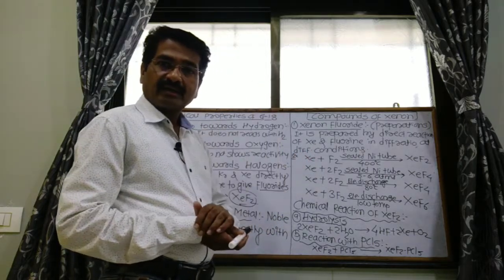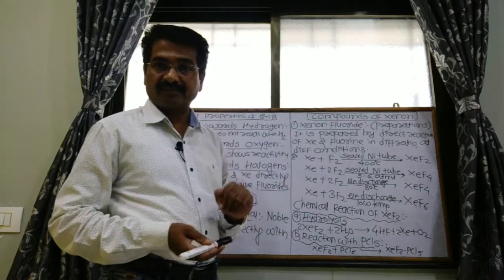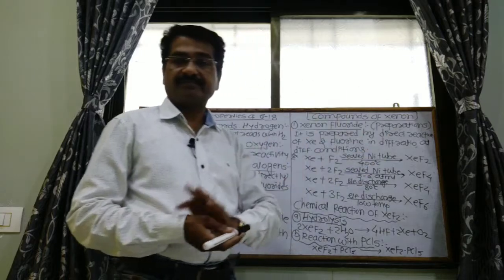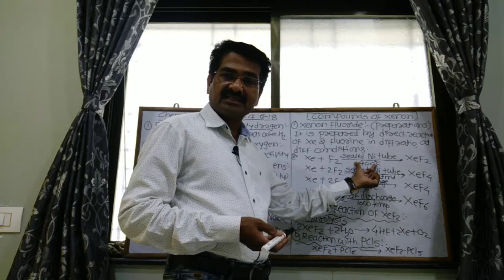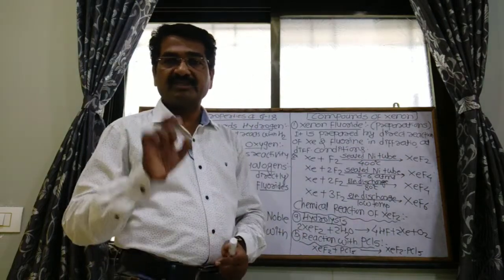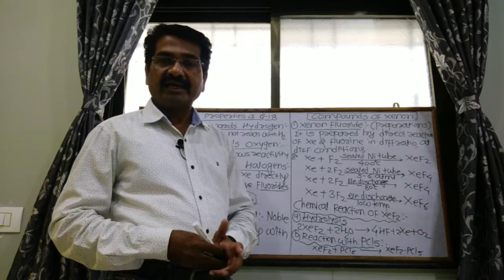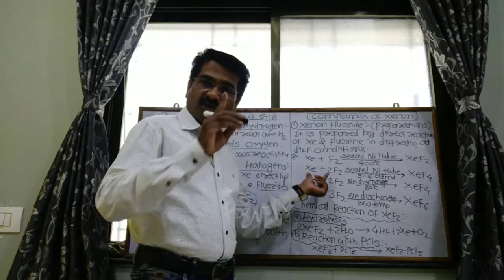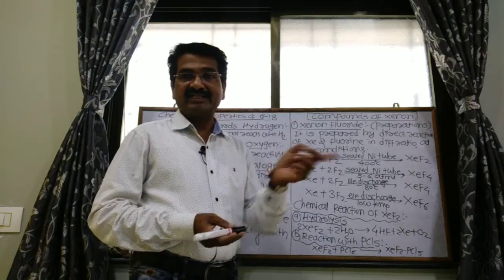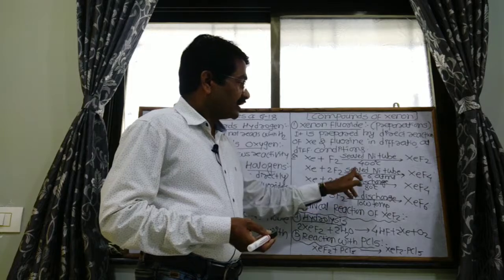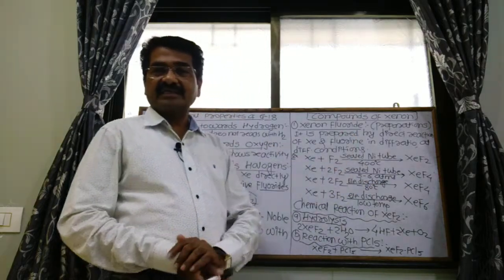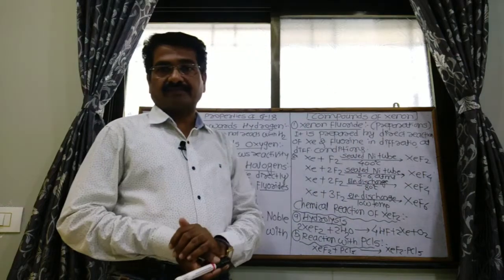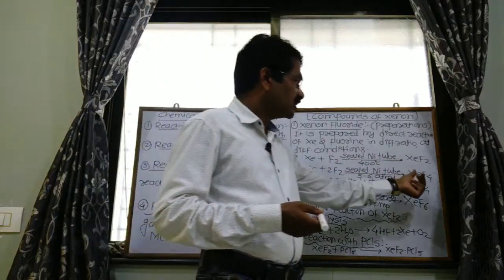First example, when one xenon reacts with one F2 molecule, in a 1:1 ratio, taken in a sealed nickel tube and heated at 400 degrees Celsius, it forms xenon difluoride. Second, 1 mole of xenon reacts with 2 moles of fluorine, ratio 1:2, taken in a sealed nickel tube and heated at 5 to 6 atmospheric pressure, then it gives xenon tetrafluoride.